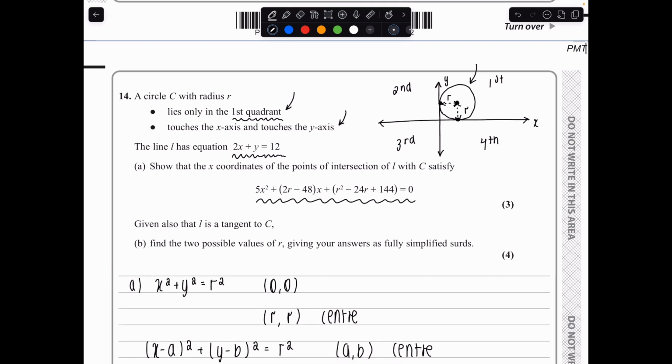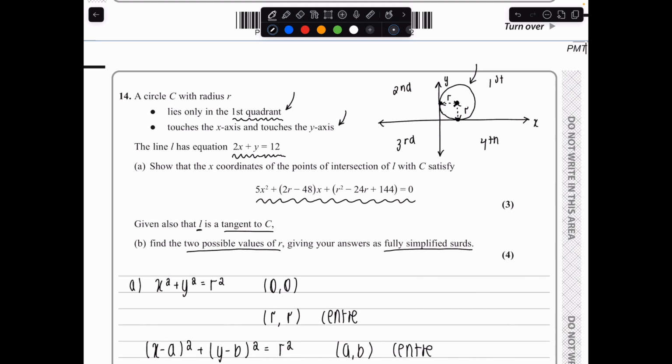But let's have a look at part B now. So part B says, given that L is a tangent to the circle C, find 2 possible values for r, giving your answer as fully simplified surds. So quite a lot to unpack here. So whenever we have some line and some circle, where the line is a tangent, how many times does that line cross the circle? Now, one thing that we know about circles is a tangent only crosses at a single point. So in other words, there's only a single point of intersection.